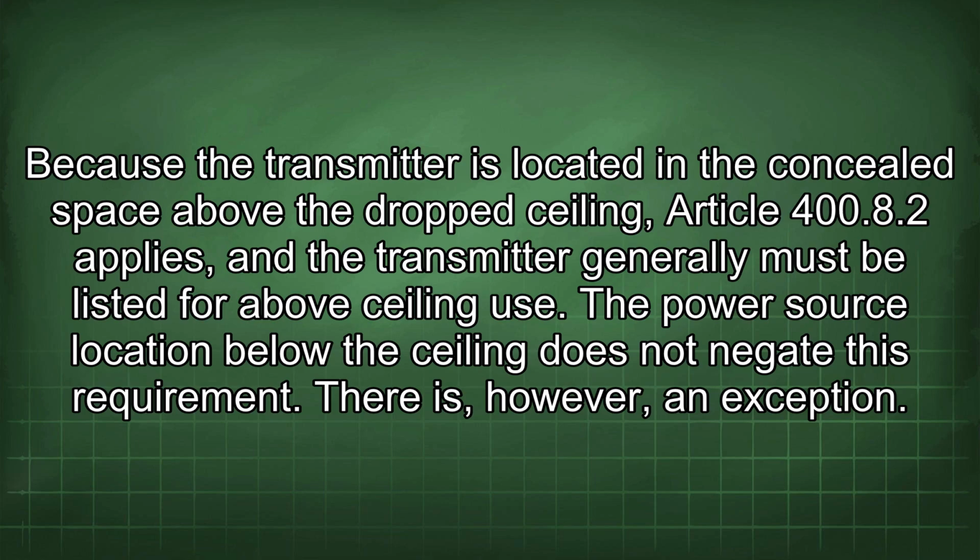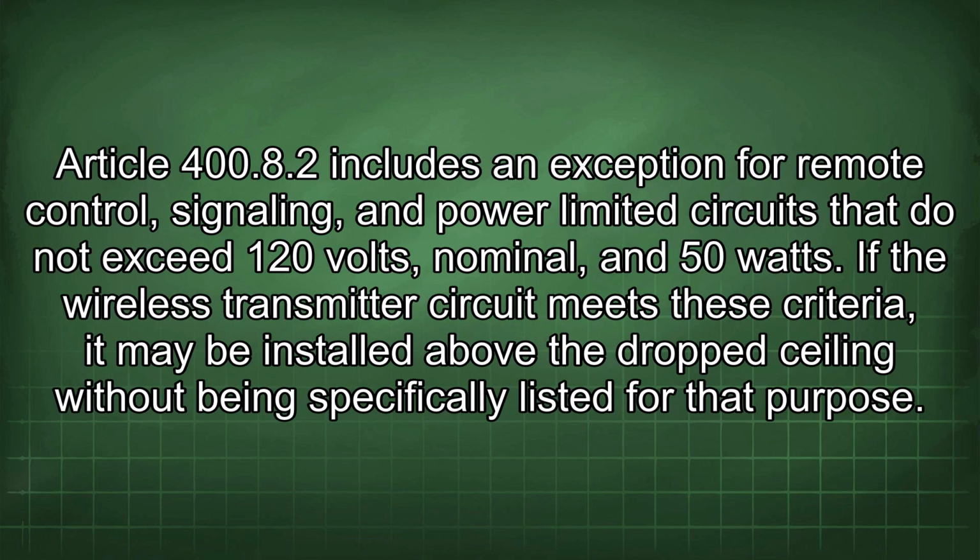There is, however, an exception. Article 400.8.2 includes an exception for remote control, signaling, and power-limited circuits that do not exceed 120 volts nominal and 50 watts. If the wireless transmitter circuit meets these criteria, it may be installed above the drop ceiling without being specifically listed for that purpose.